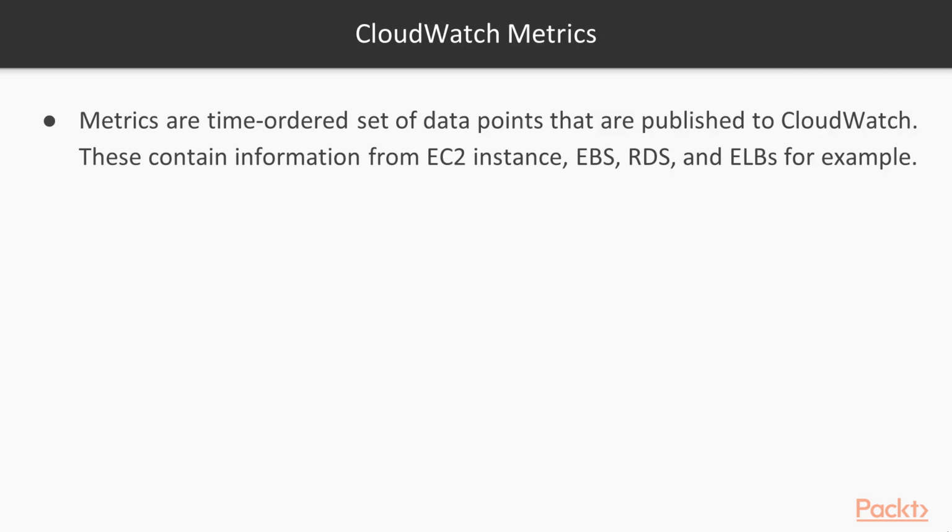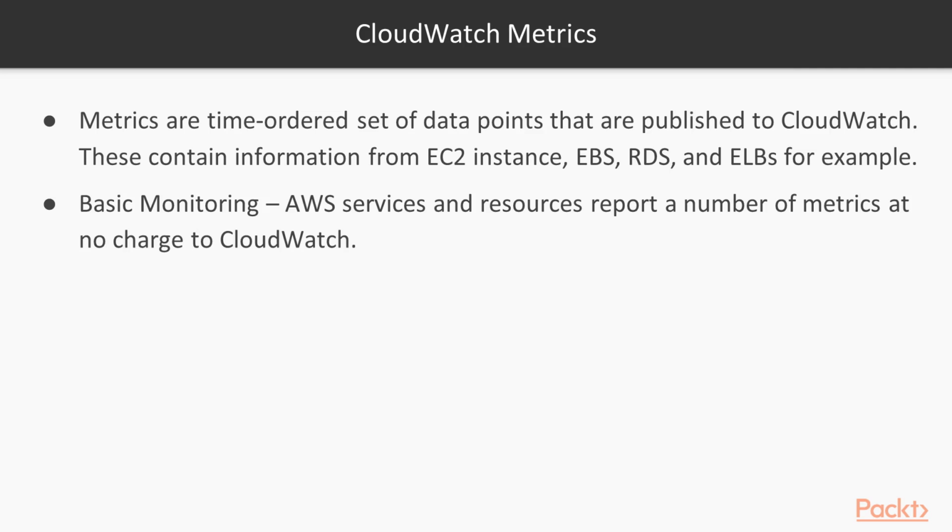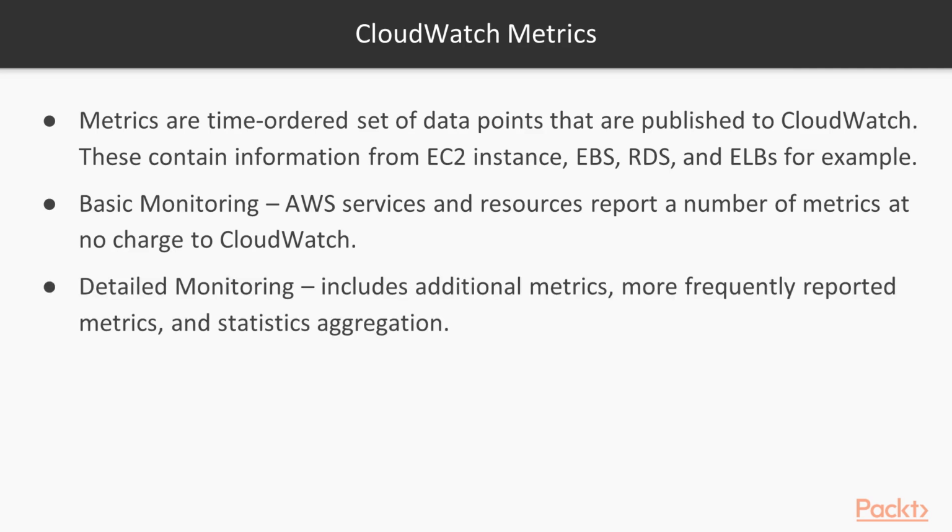So metrics are essentially time-ordered sets of data points that are published to CloudWatch. They contain information from EC2 instances, EBS volumes, RDS databases, and Elastic Load Balancers, for example, and will contain key information in order to help you identify the performance of these services and resources on your AWS account. There are two types of monitoring services available on Amazon CloudWatch. We have basic monitoring, which is where AWS services and resources report a number of metrics at no charge to CloudWatch. And then for a number of services, we also have detailed monitoring, which will include additional metrics, more frequently reported metrics, and statistics aggregation.